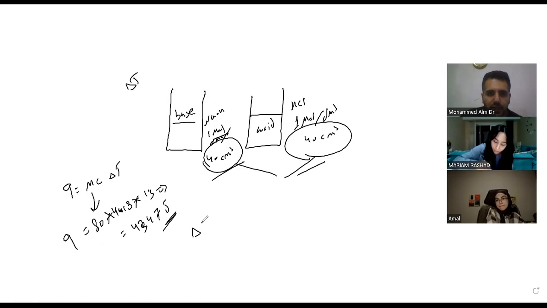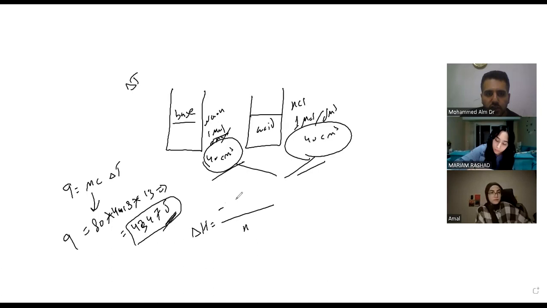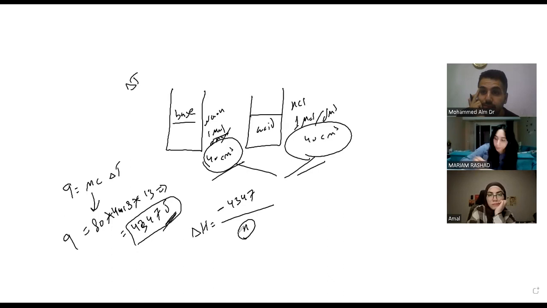Now let's talk about delta H. Delta H, as we said, is minus m c delta T over n. m c delta T is this, so you just put a minus in front of it. n is what? Good question. Number of moles. Number of moles of what? Moles of the base. Why the base?